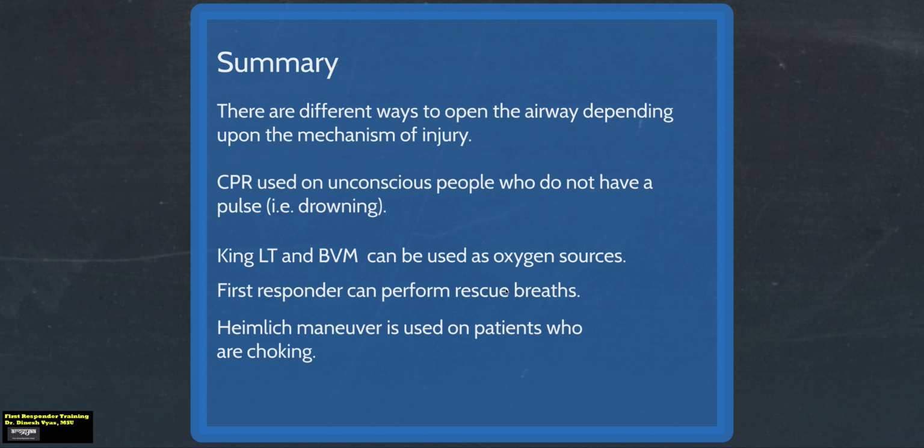In summary, there are different ways to open the airway depending upon the mechanism of injury. CPR is used on an unconscious patient who does not have a pulse, for example, someone who is drowning. The King LT and the bag valve mask, or BVM, can be used as oxygen sources. First responders can also perform rescue breaths in patients who are not breathing or not breathing adequately, but also have a pulse. The Heimlich maneuver is used on patients who are choking to help expel the foreign object.